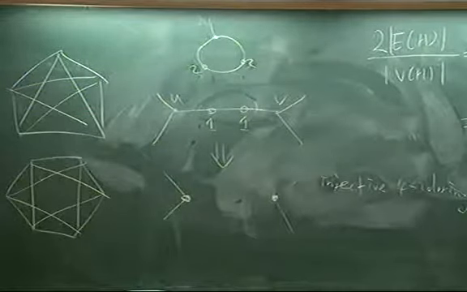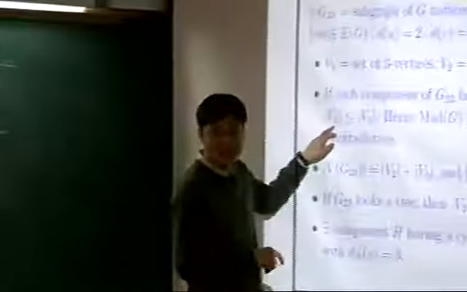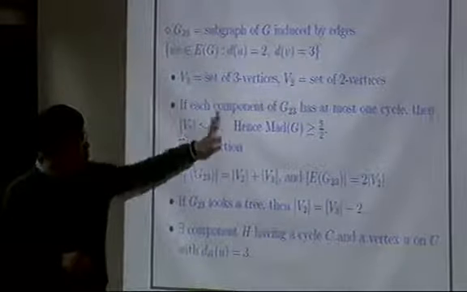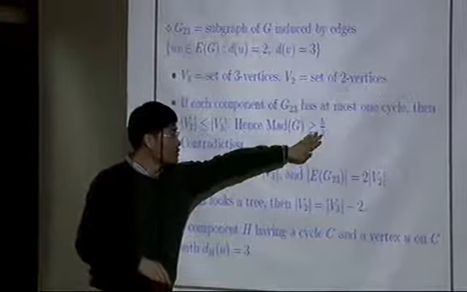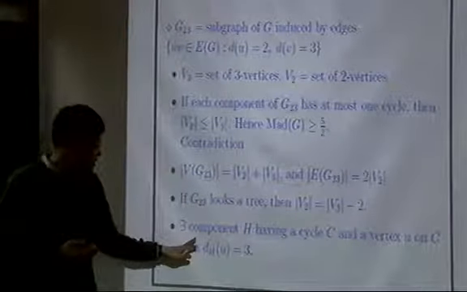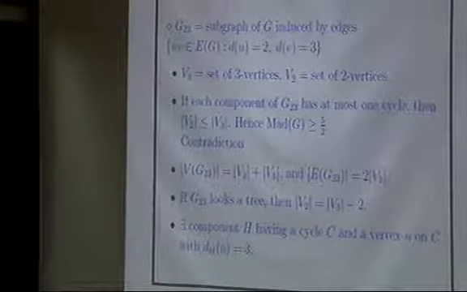So here, what does the number of edges correspond to? That is degree 2 vertices, and the number of vertices corresponds to degree 3 vertices. So we use that observation, and once each component has at most one cycle, then we can say the maximum average degree is at least this. So we forget that, and then the other case is, what if a component has a degree 3 vertex?